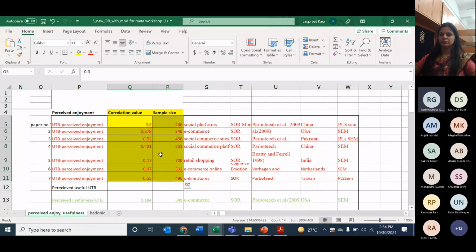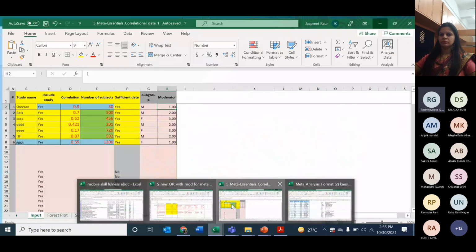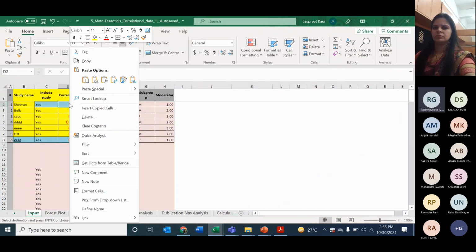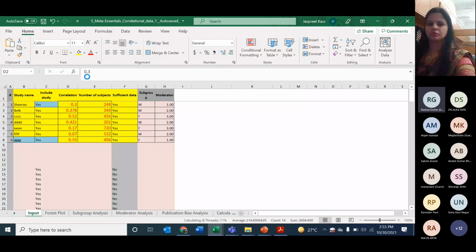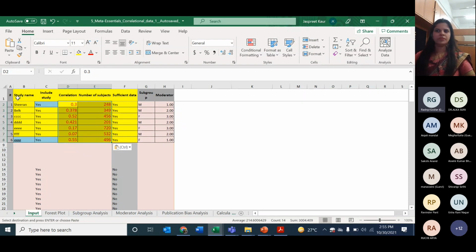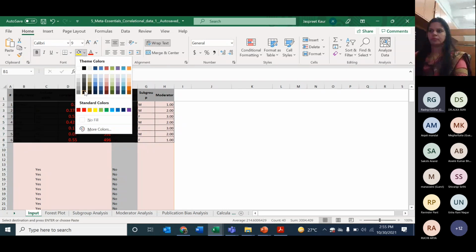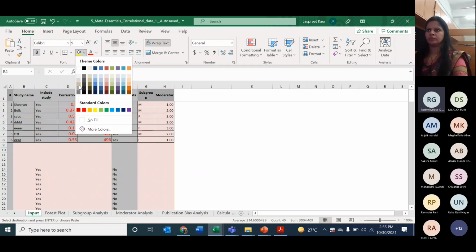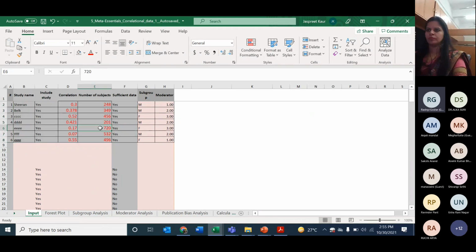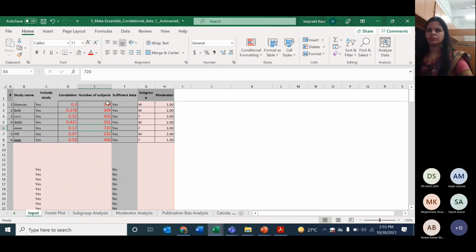So what I'm doing is right click and copy, and I'm just going to copy them to my Meta Essentials sheet. That's exactly what I've done. I've just copied them into the Meta Essentials sheet. Two columns I need: one is correlation and one is the number of subjects. These are the two columns that are essential: correlation and number of subjects. Number of subjects means sample size.